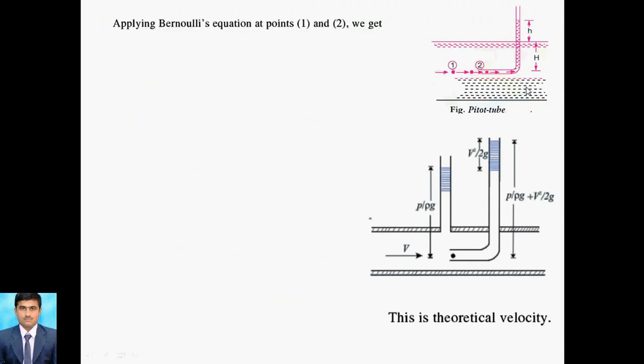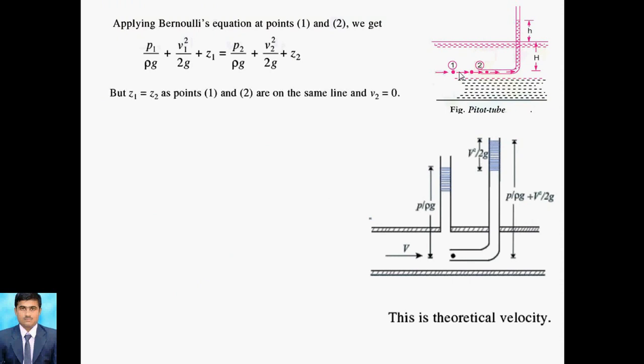Now we implement Bernoulli's equation for point 1 and point 2: P1 by rho g plus V1 square by 2g plus Z1 equals P2 by rho g plus V2 square by 2g plus Z2. Z1 and Z2 are the same because they are at the same level, so you can cancel them. And V2 is equal to 0. Why? Because whenever the liquid reaches point number 2, the velocity at this point is 0 and it is converted into pressure energy. That means kinetic energy is converted into pressure energy. That's why we consider V2 equal to 0.